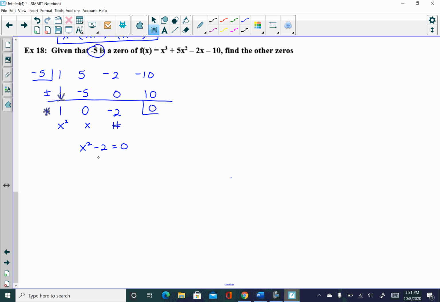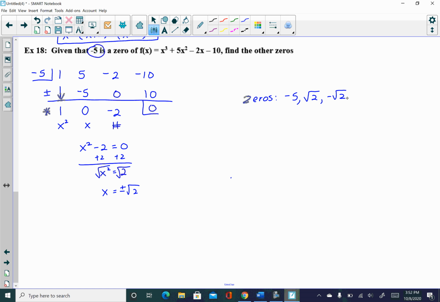So let's solve for x here. I'd add 2 to both sides. x squared equals positive 2. Take the square root, so x equals plus or minus the square root of 2, right? Because I'm taking the square root of both sides. x equals plus or minus the square root of 2. So what this tells us then is that we have zeros. They told us at negative 5, and then we just found positive square root of 2 and negative square root of 2.